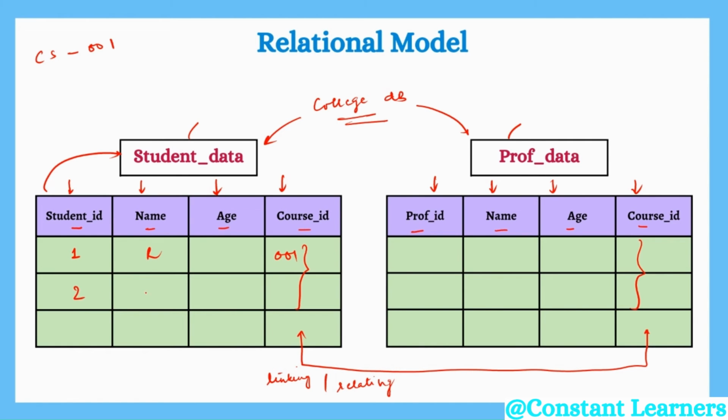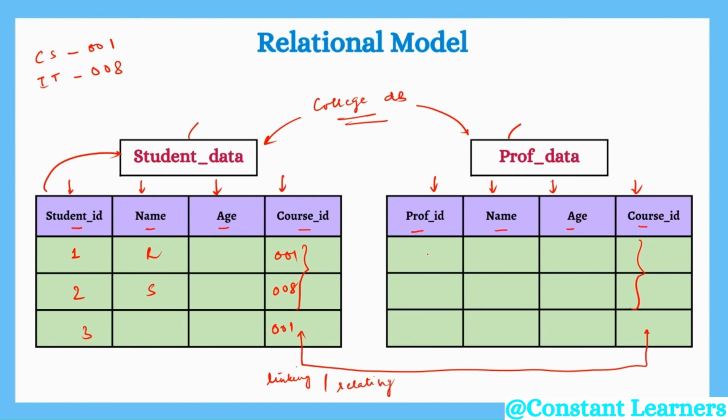Let's say second student, Sachin, belongs to IT, and his course ID is 008. So here we will have 008. Let's say third student, whoever, is also from CS, so his course ID will also be 001.